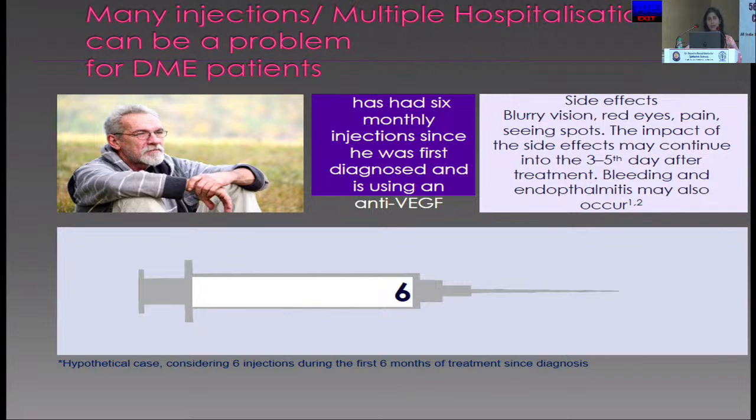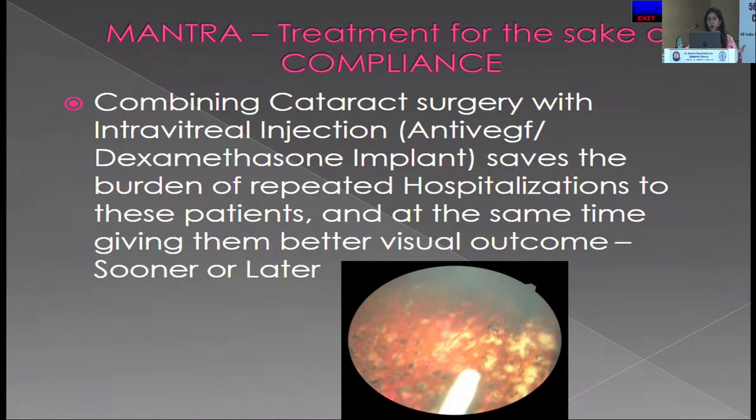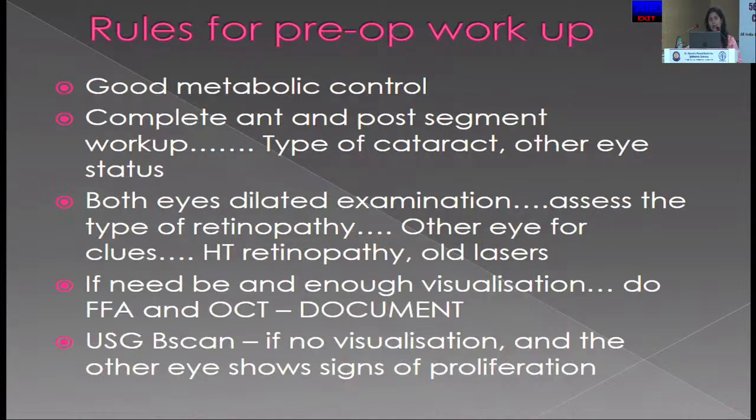And more than that, if he has cataract and he has DME, he has to undergo multiple injections and surgical treatments. So why not treat in one go? Combine cataract surgery with intravitreal therapies, whatever drug you want to choose, and give him a better visual outcome and better psychological rehabilitation also. It's not a bad idea.